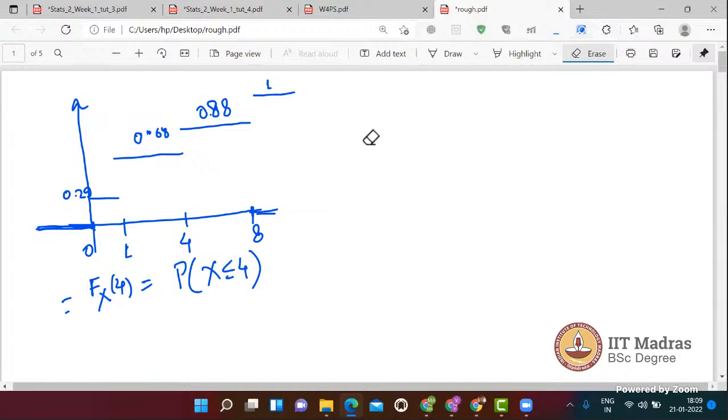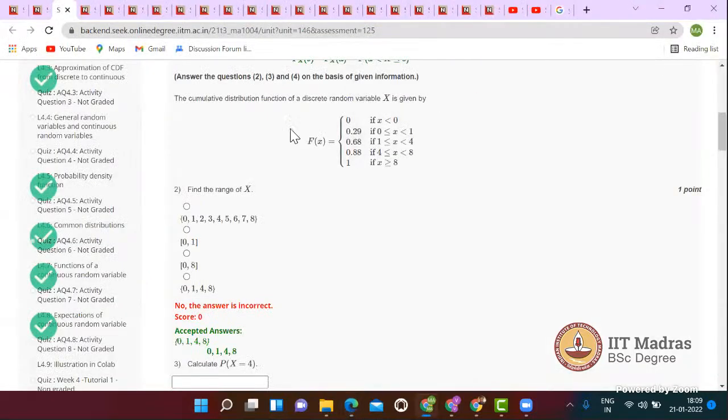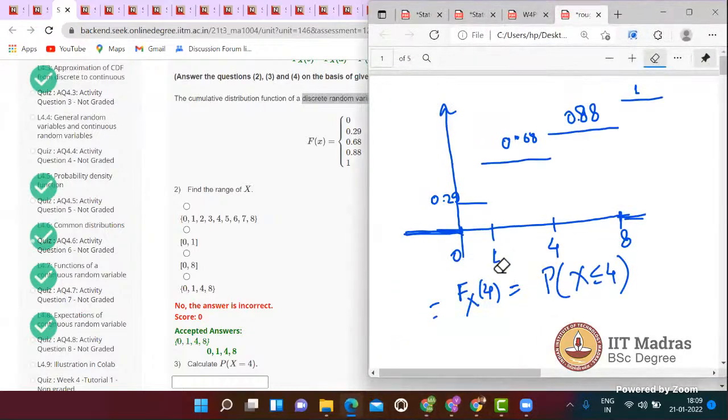The probability at any particular value will be 0 when it is a case of a continuous random variable. But this is a case of discrete, right? See, here it's written discrete random variable. In the discrete case, you have probabilities at all the countable values. We have 0, 1, 4, 8, right? So only 4 points are there.